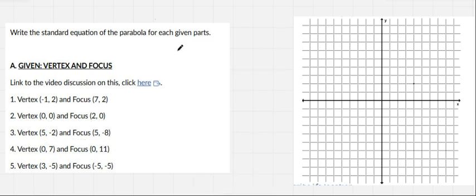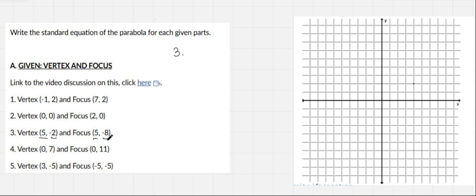Okay, on number 3, we have vertex at (5, -2) and focus at (5, -8). So vertex and focus share a common number on x, which means that our opening of the parabola here will be up or down. So comparing, we've got vertex, which is -2 on y, and focus is with -8 on y.